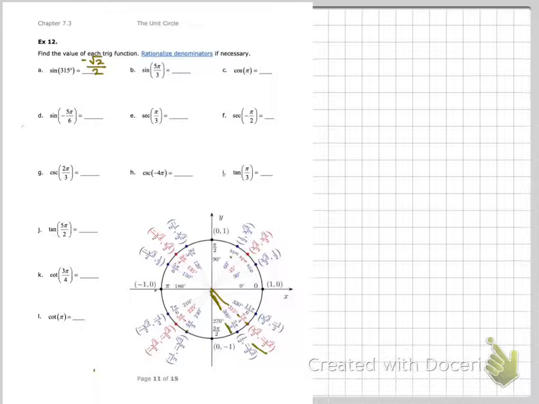We want the sine of 5 pi over 3, so again it's the y value, and we've got negative square root of 3 over 2. Again, we're reading this right off of the unit circle.